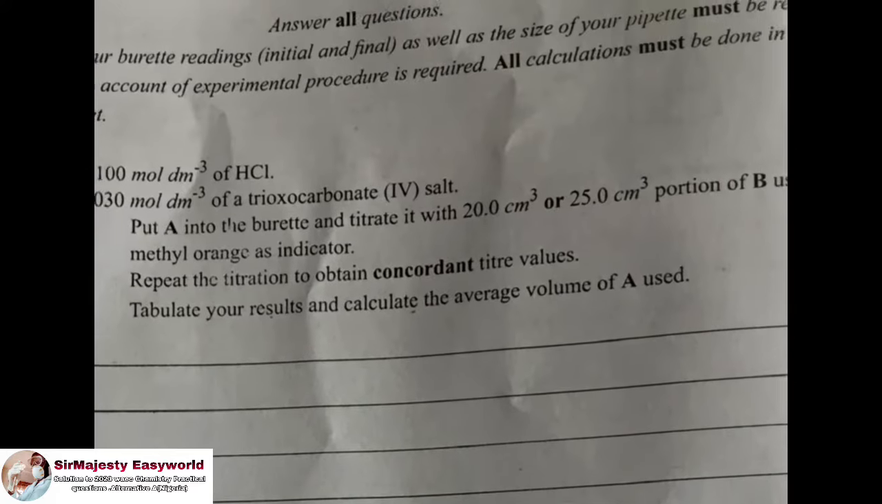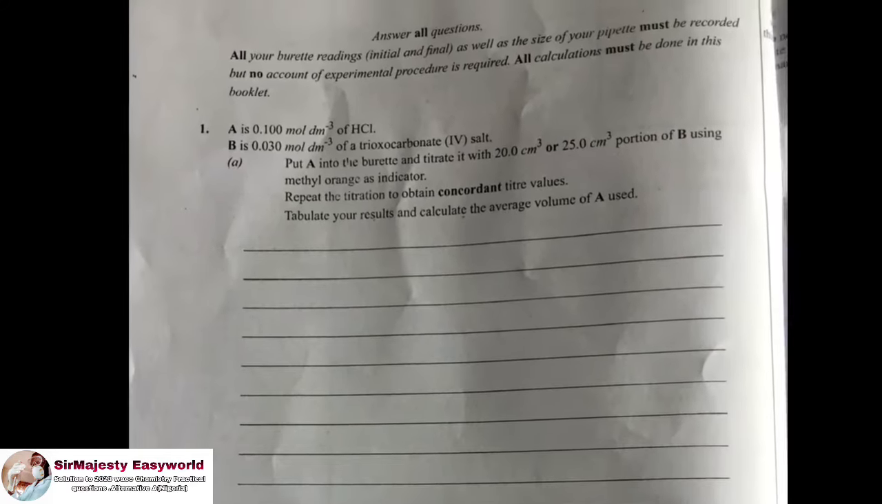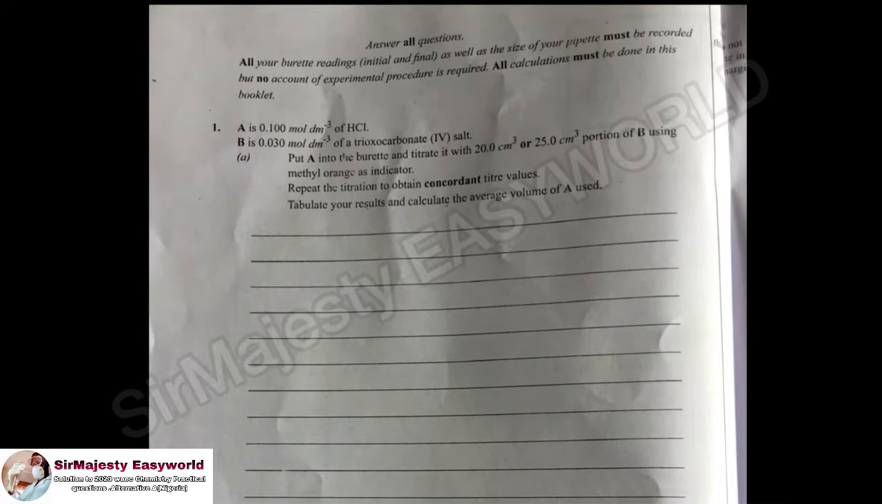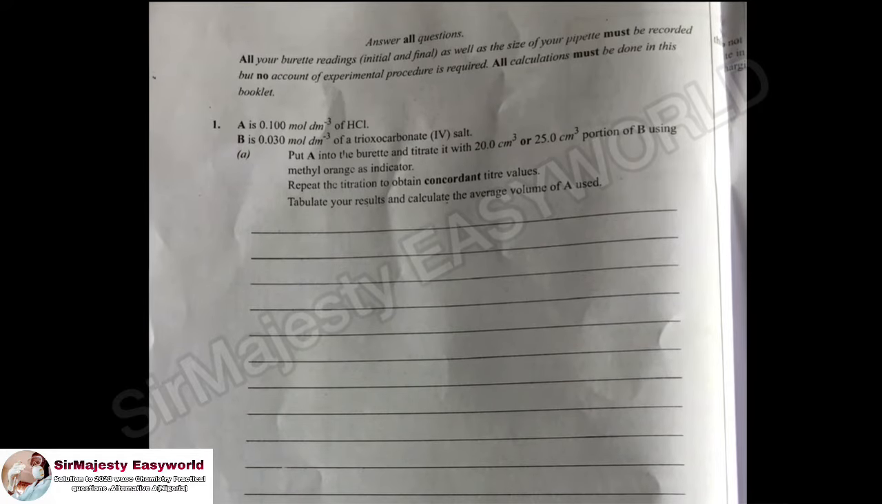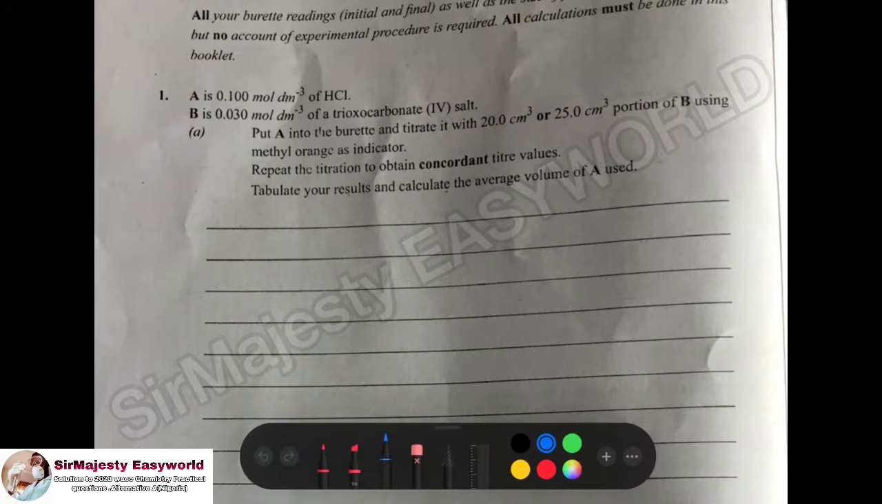So in this first page, as you can clearly see, it says normal grammar, all your burette reading, all this. So we'll go straight to the information about A. A is 0.01 mole. They are telling us what A is. That is 0.100 mole per dm cube, while B is 0.03 mole per dm cube.